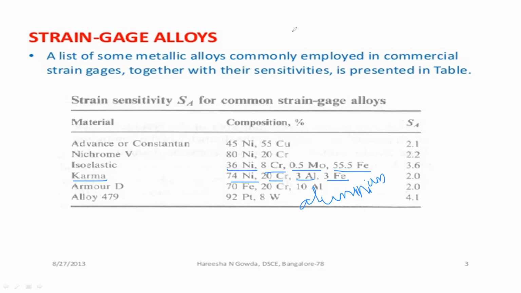And next one, alloy 479. In that 479, you can see there is 92% and 80%. That is one type of alloy. So these alloys are mixed to form alloy 479. So these are the different composite alloys to be mixed to form different materials.